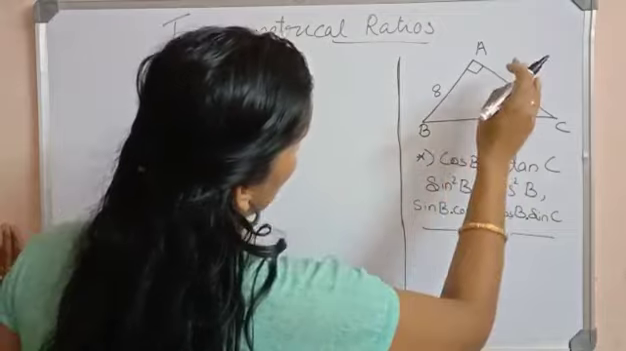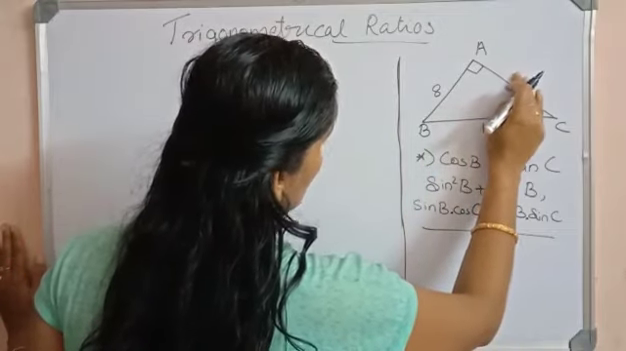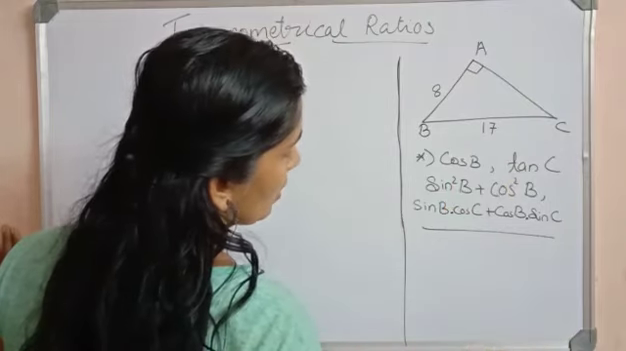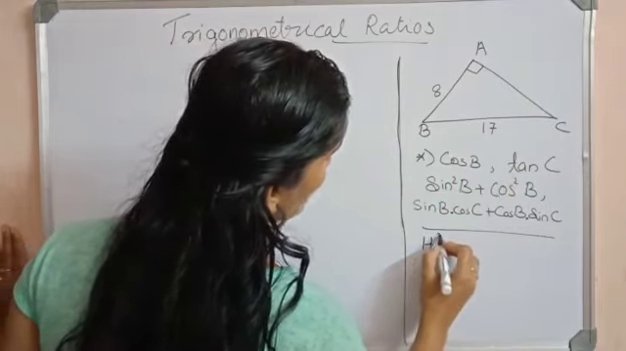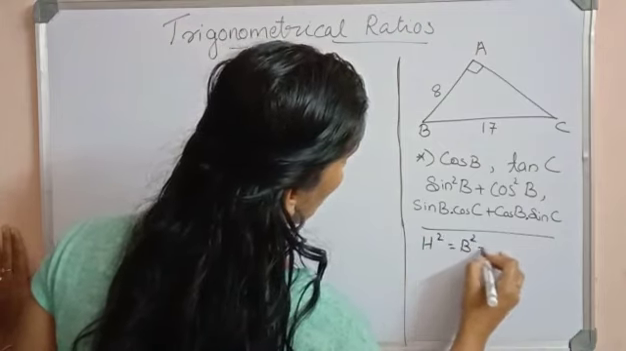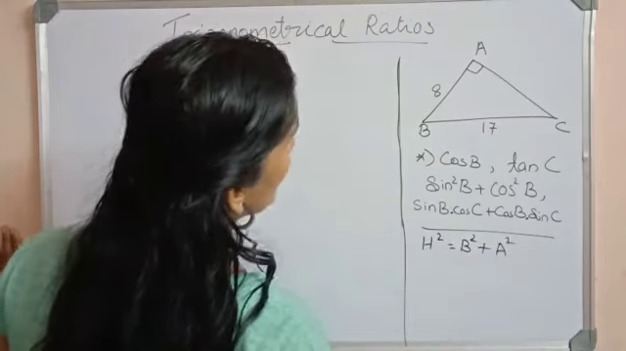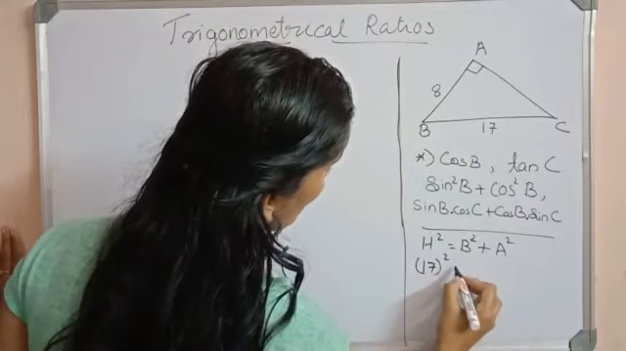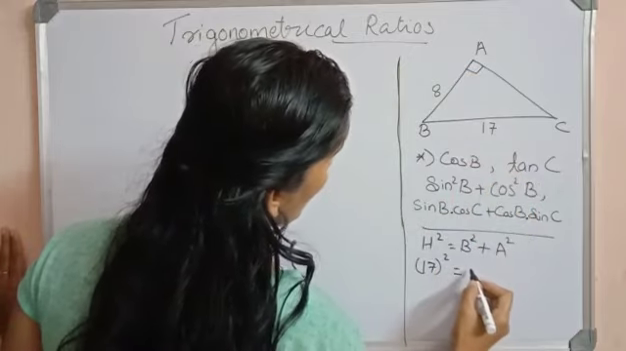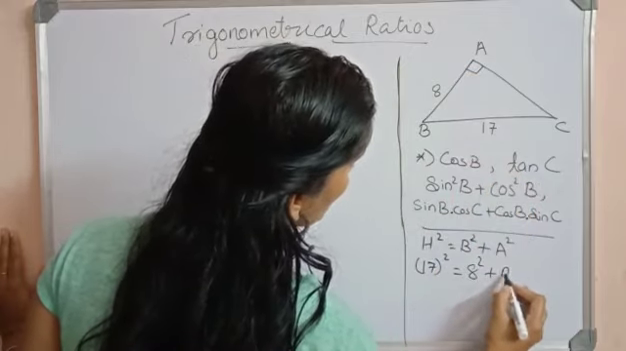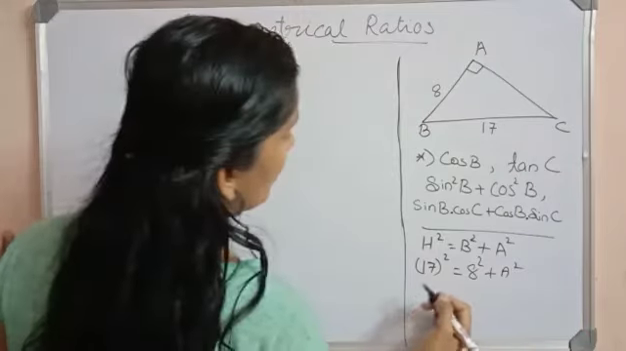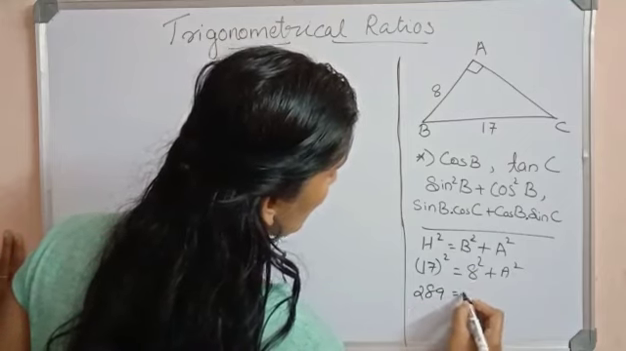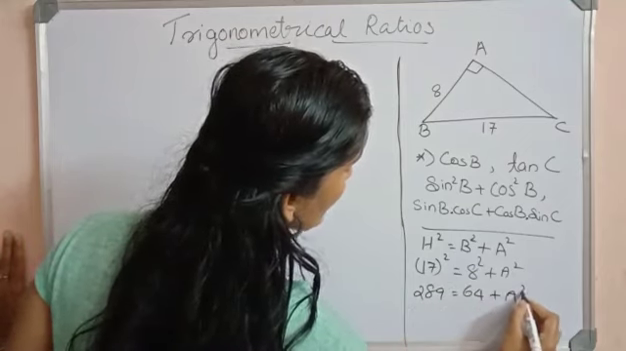So as I have told you, whenever the length of one particular side is missing in a right angle triangle, we can use the Pythagoras theorem. According to the Pythagoras theorem, hypotenuse square is equal to base square plus altitude square. Here the hypotenuse is 17. We can write this as 17 square is equal to the base is AB, that is 8 square plus the altitude square. So when you square it, 17 square is 289 is equal to 64 plus a square.